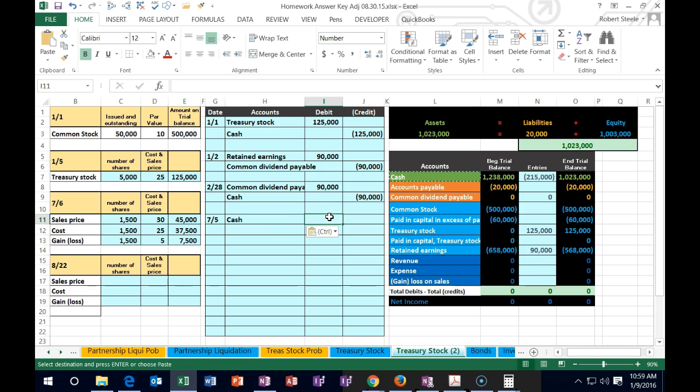We could do the calculation one more time. I'll do the calculation here, and it's going to be equal to the 1,500 shares times $30 we sell it for, meaning we get the 45,000. So then what's going to be the credit? Well, what are we selling?